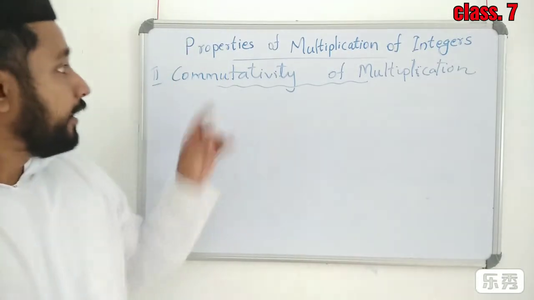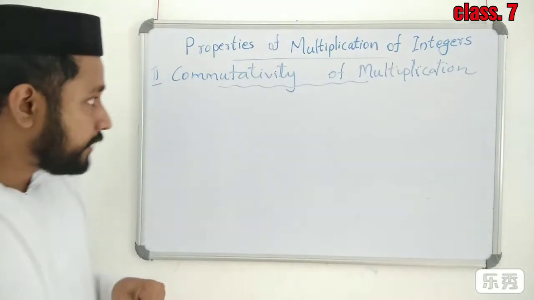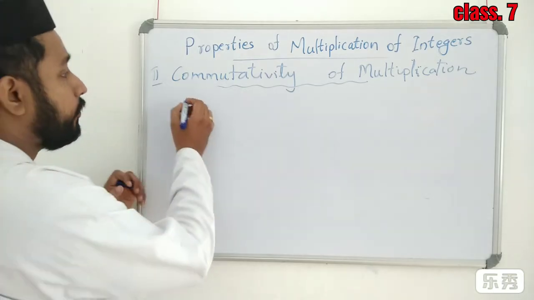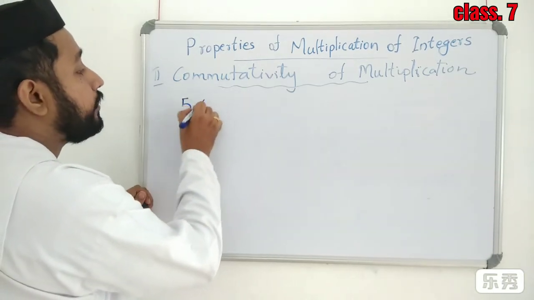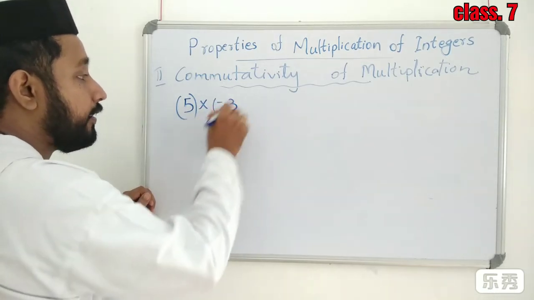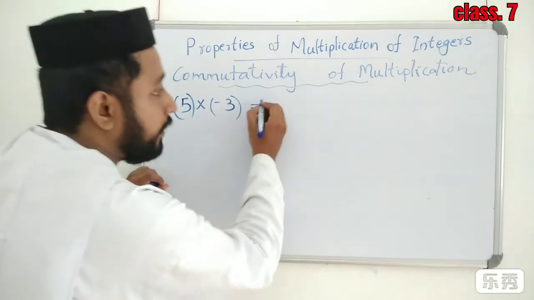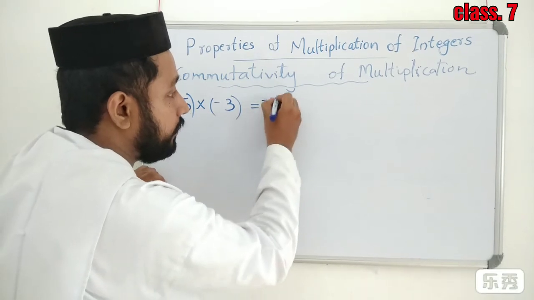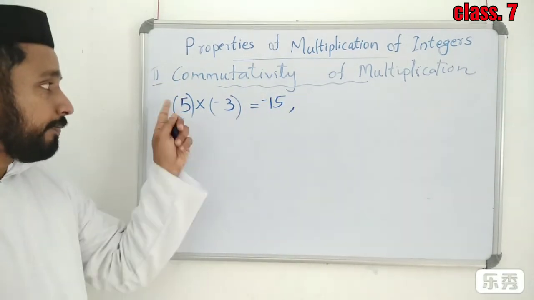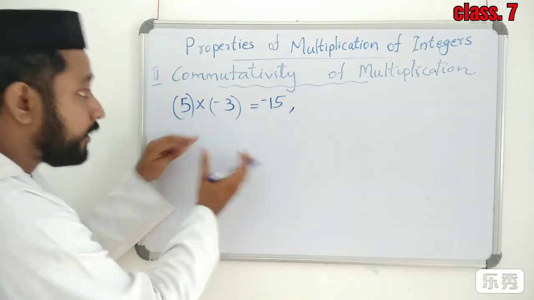Next property is commutativity of multiplication. I am going to write some examples. Look here, 5 into minus 3. What is the answer? 5 into minus 3. Answer is minus 15. One positive into one negative, answer is minus 15. I am going to change the order.